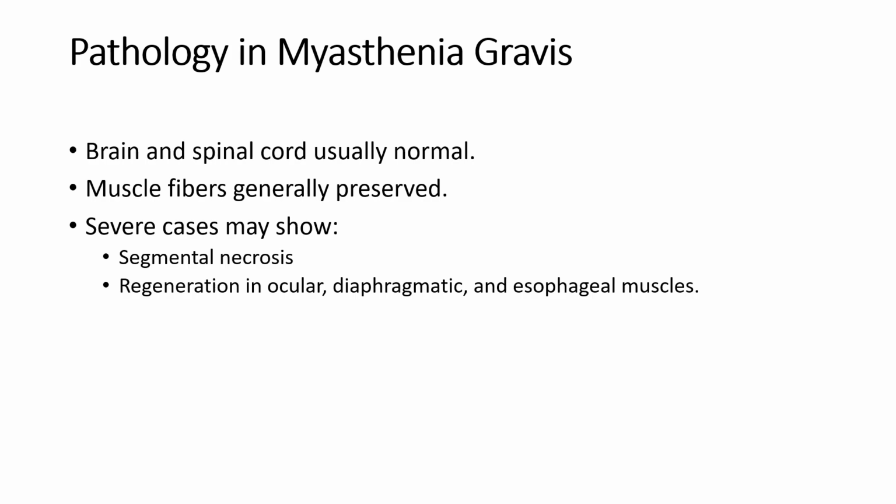Pathology in myasthenia gravis. Brain and spinal cord are usually normal. Muscle fibers are generally preserved. Severe cases may show segmental necrosis and regeneration in the ocular, diaphragmatic and esophageal muscles.